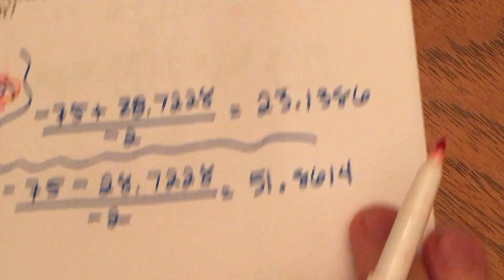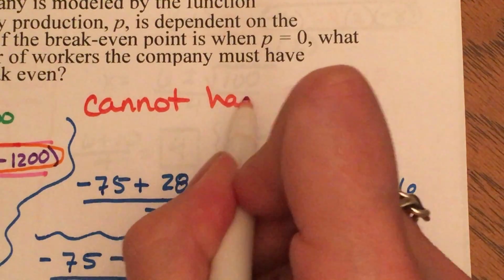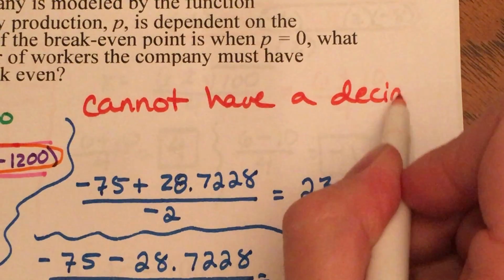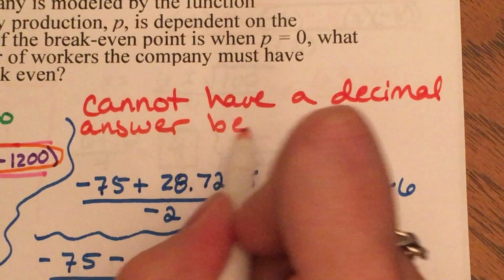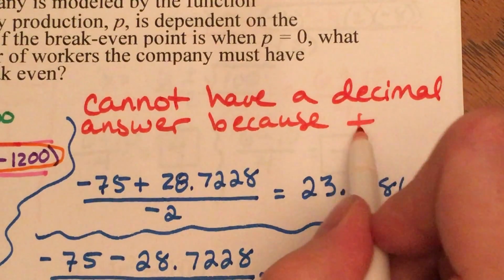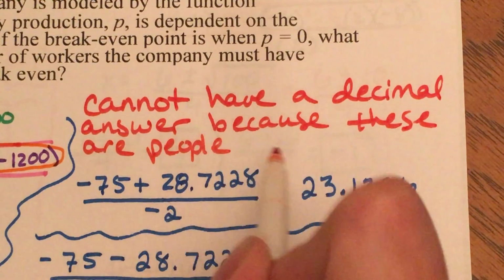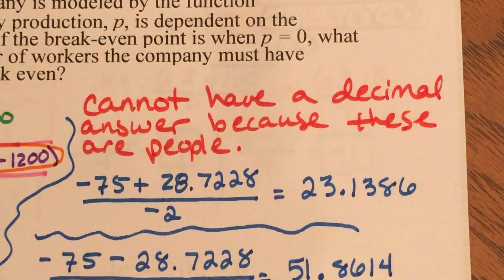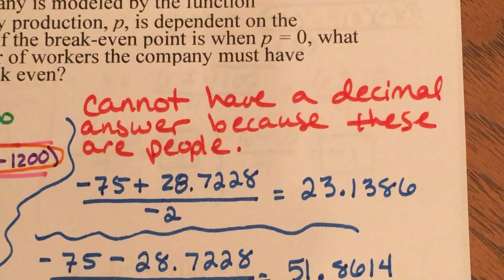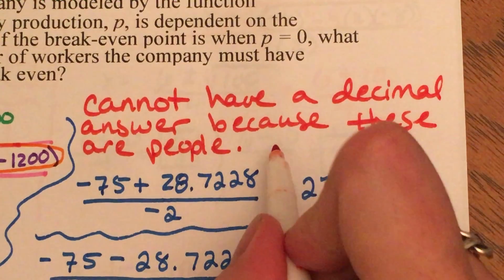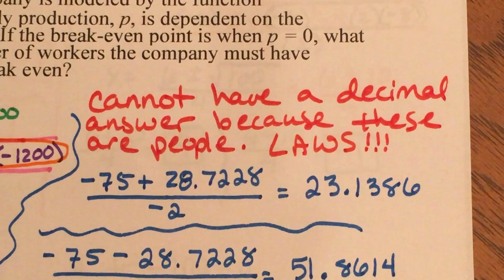So first let's make a note. Cannot have a decimal answer because these are people. Okay? And if you want to, you can write on there, we can't chop up people. Laws. Here, I'll write down laws. They have laws about that.